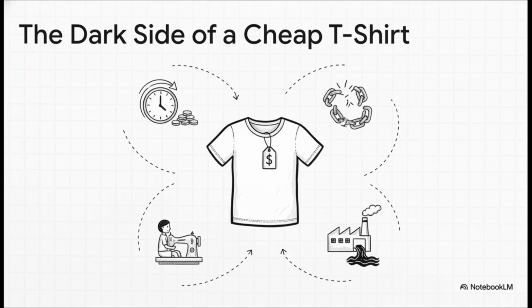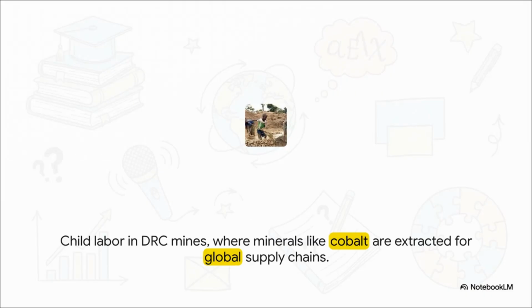That constant pressure to keep costs down leads to some pretty awful stuff, like unethical labor conditions, where workers have to put up with long hours and really low pay. We're talking about human rights violations, even child labor. And on top of all that, it's creating massive environmental damage from pollution and waste. And this isn't just about t-shirts.